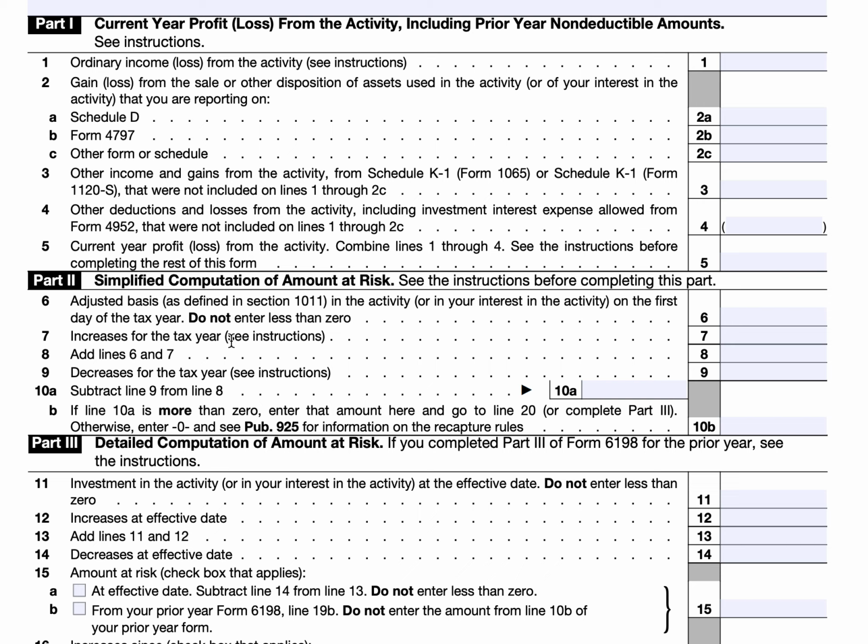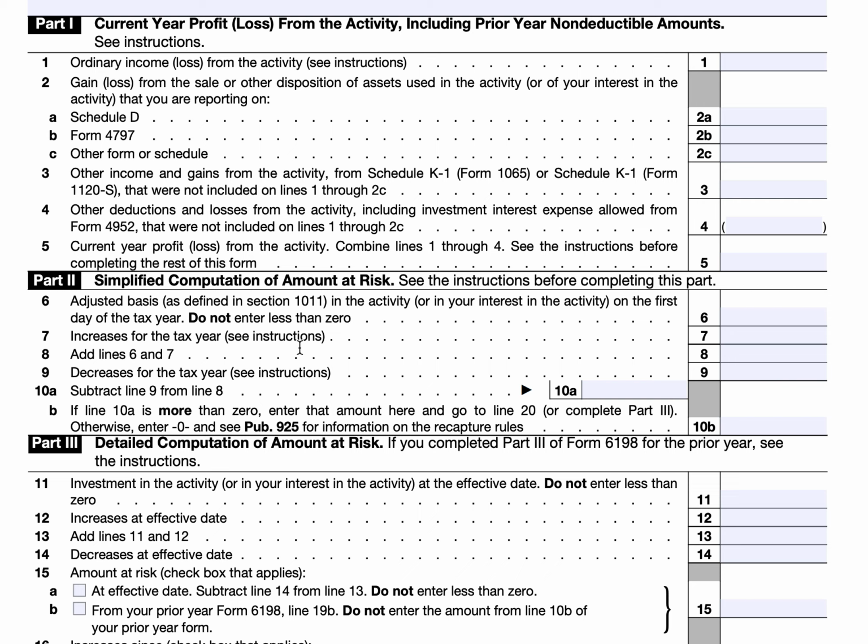And then finally, the 4th item that would increase your basis would be any percentage depletion for this year that was deducted in excess of the adjusted basis of depletable property. So in line 8, you'll combine lines 6 and 7, and then for line 9, you'll figure any decreases.